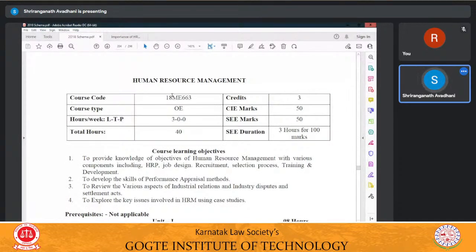Good morning, everyone. Myself, Anupama Kallol, faculty, Mechanical Department. So I am going to offer you Human Resource Management. That is an open elective, common to all branches, except Mechanical.